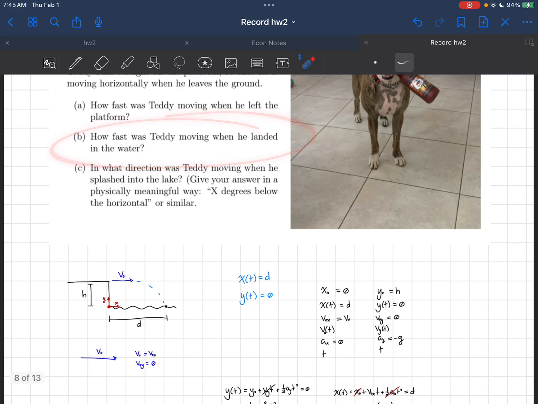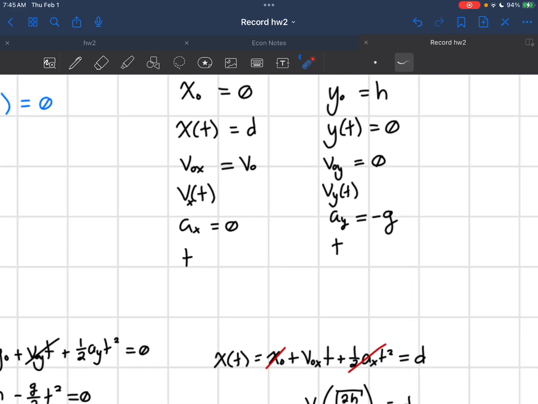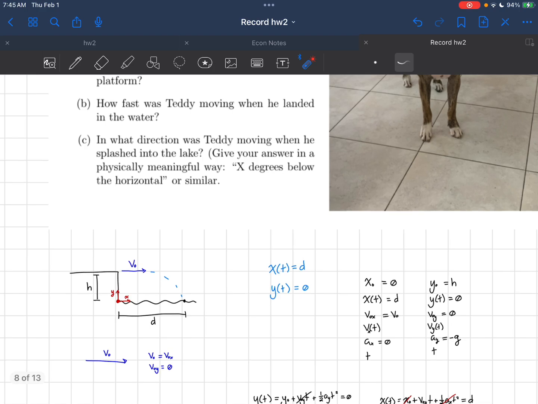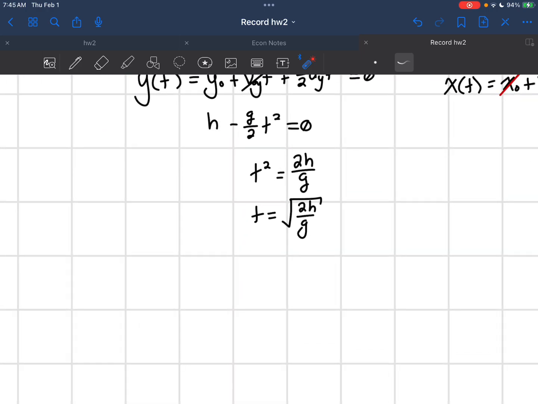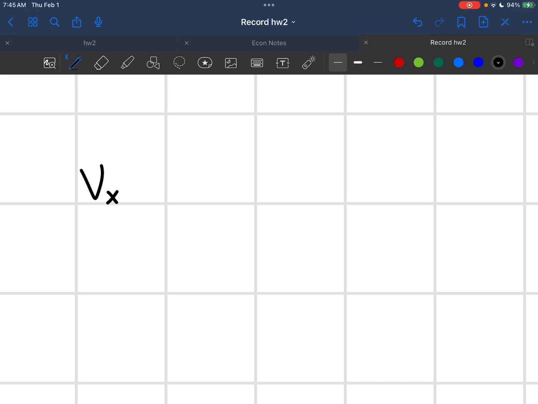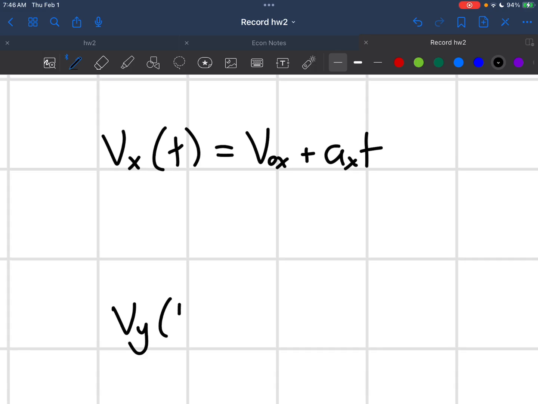Next, how fast was Teddy moving when he landed in the water? Well, now, how fast is he moving? Now I'm considering my Vx and Vy. So I want to know, what is the value of V? What is the magnitude of my velocity vector when he landed in the water, at the time when y of t equals 0? Fortunately, we already have the time when y of t equals 0. So all I have to do is plug that into each of my velocity equations. Vx of t equals v naught x plus axt, and Vy of t equals v naught y plus ayt.